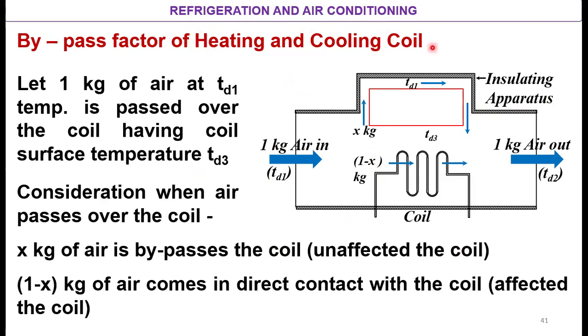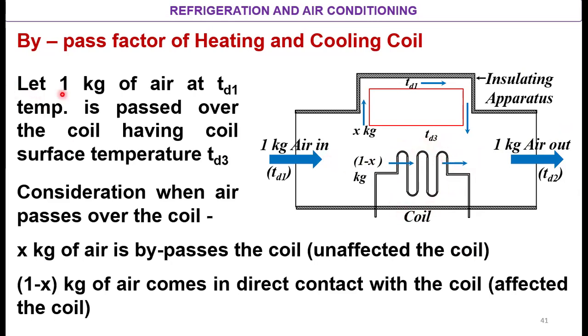Let us say bypass factor for the heating and cooling coil. So this is your duct. It is nothing but an insulated duct. Air is admitted at point 1, let us say TD1. Air is coming out at some different condition, let us say TD2. This is the inlet of the air and this is the outlet of the air. And at some intermediate place, in the middle of this arrangement, you are providing a heating or cooling coil.